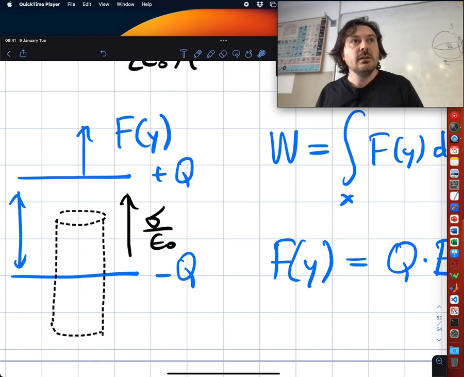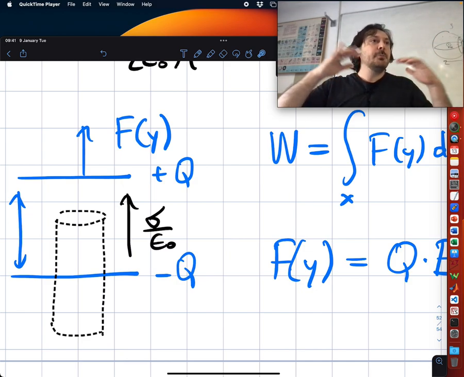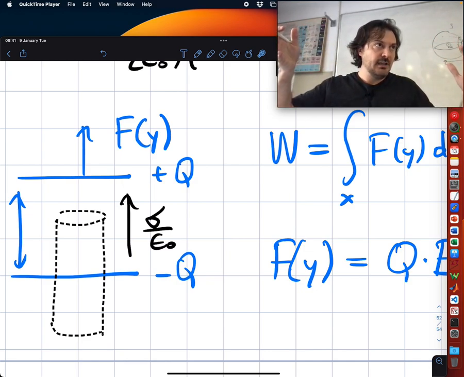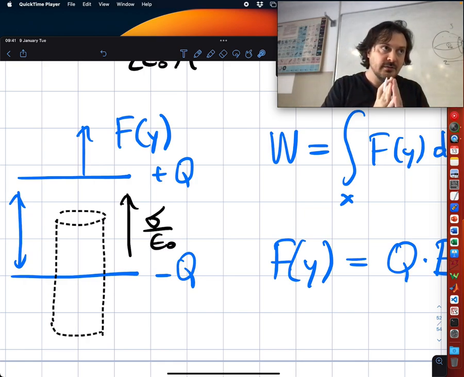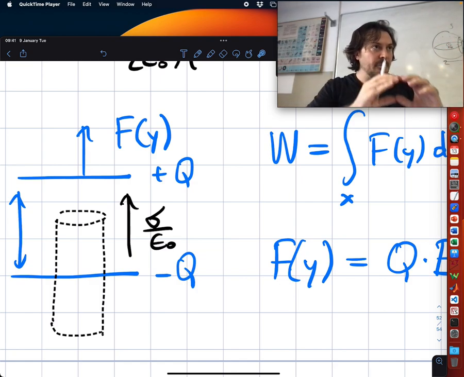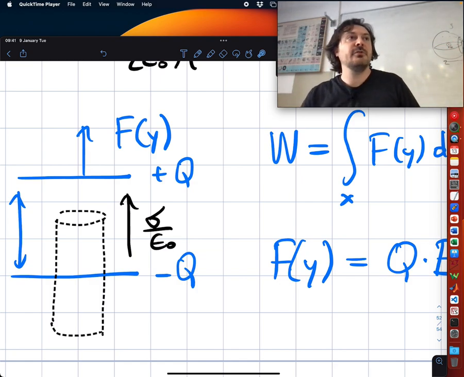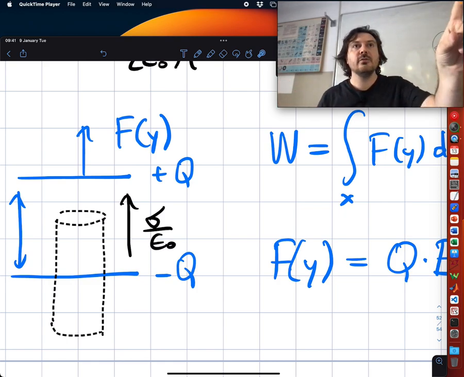In general, let me tell you something. Whenever you have multiple plates, please use Gauss's law for individual plates and not the whole system. Individual plates, then you do the superposition. If you do it for the whole system, you will still get correct answers, but you will get confused by a lot of things. Any other questions?